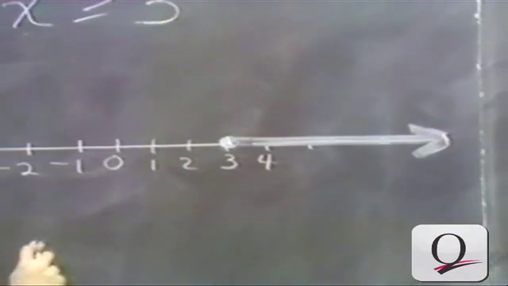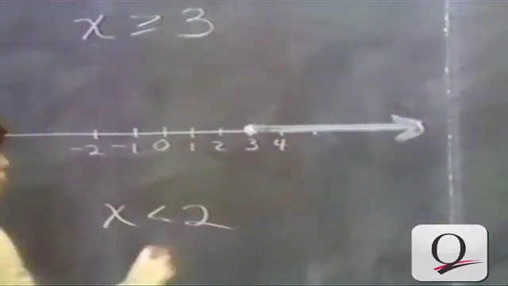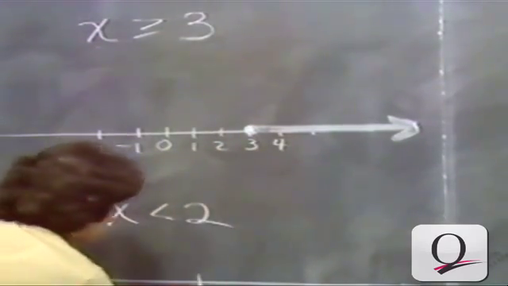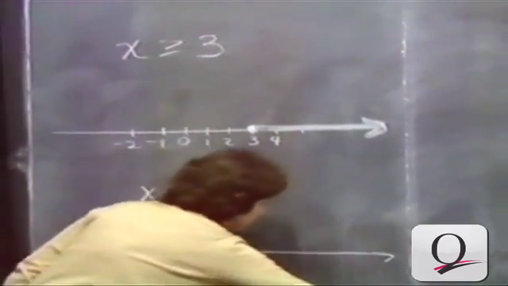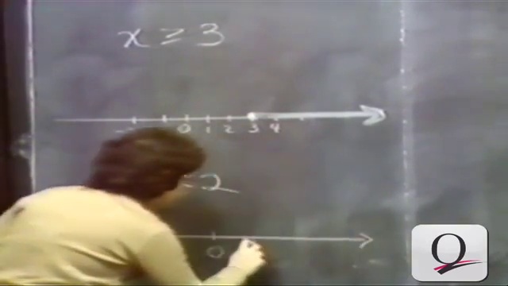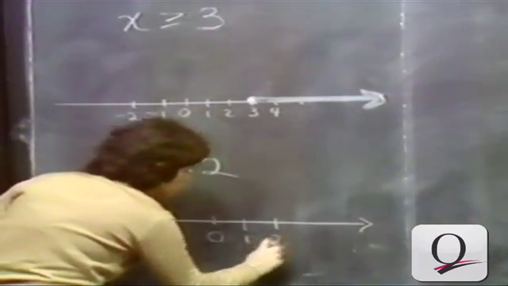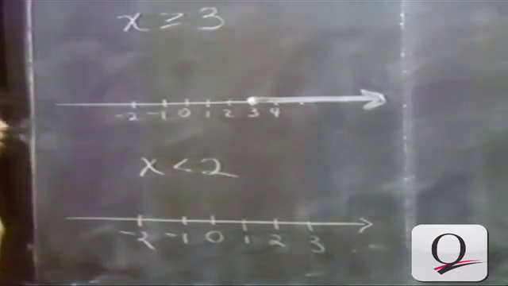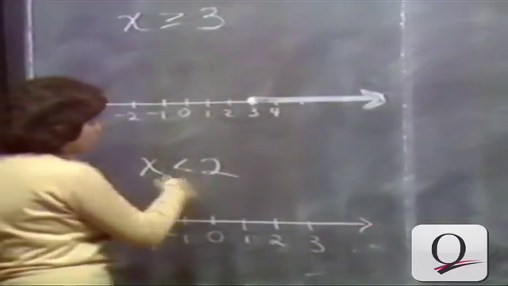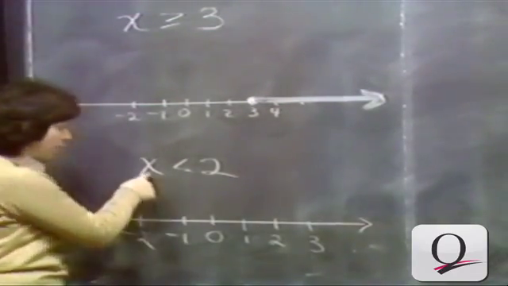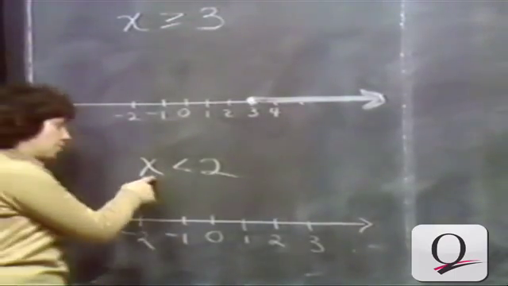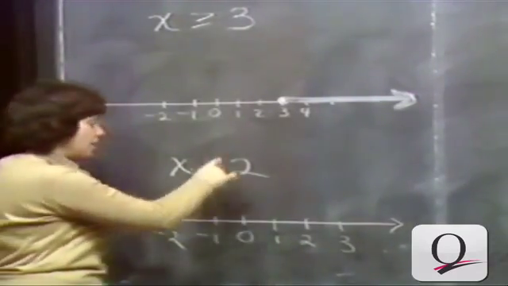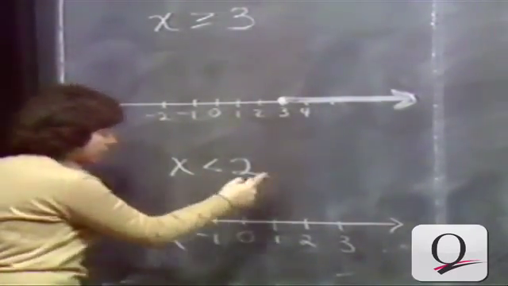Okay, now suppose we want to look at the inequality x is less than 2. Here's 0, 1, 2, 3, minus 1, minus 2, and so on. Okay, now what values make this a true statement? Well, 1 is certainly okay. 0 is okay. We don't want 2 because 2 is not less than 2. This doesn't say less than or equal. It just says less than, a strict inequality.